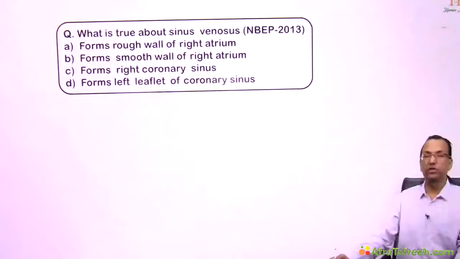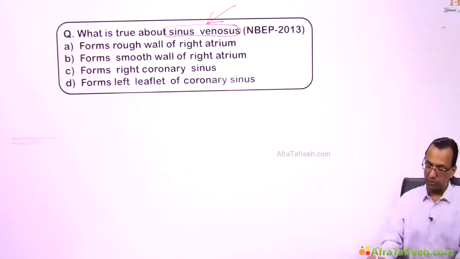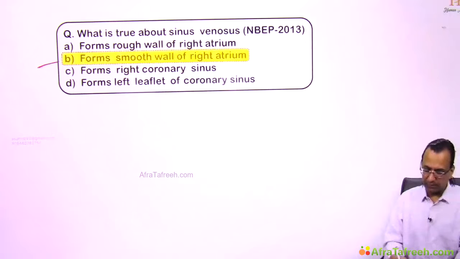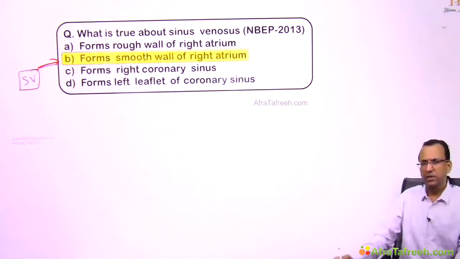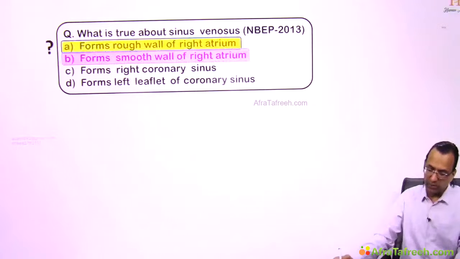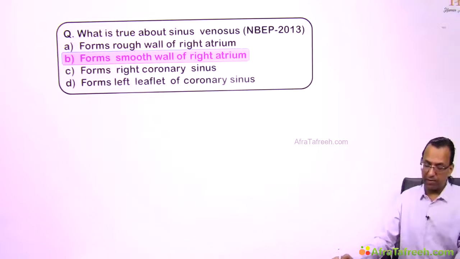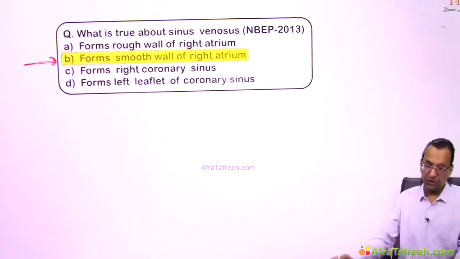What is the answer to this question? It is asking for the true statement about the sinus venosus, the smooth inflow tract. I think the sinus venosus is contributing to the sinus venarum, which is the smooth posterior wall of the right atrium. Yes, that's correct. Who forms the rough anterior wall? The primitive atrium. But the sinus venosus forms the smooth posterior wall of the right atrium. Yes, that is the answer. Sinus venarum is the name.